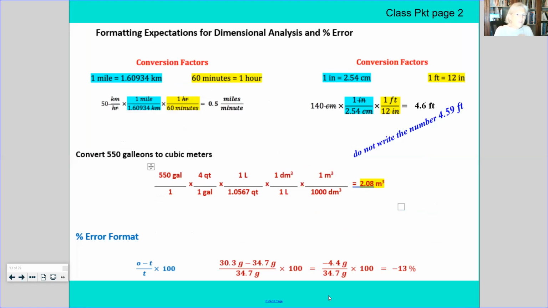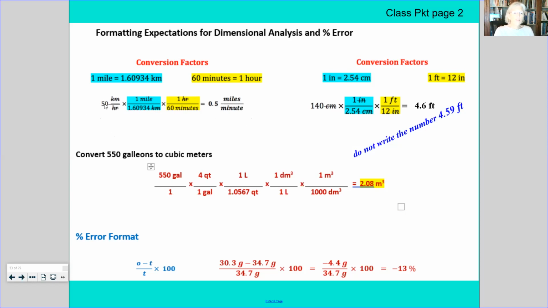There are specific formatting expectations for both dimensional analysis and percent error. So I want you to be aware of how to show me your work. I will be diligent in training you with good habits as you produce these solutions. Notice this is on page 2 of the class packet. I will be talking about these equalities that I turn into conversion factors to do a dimensional analysis problem.